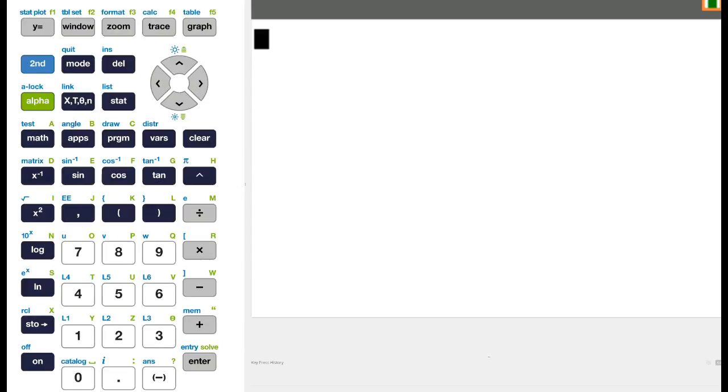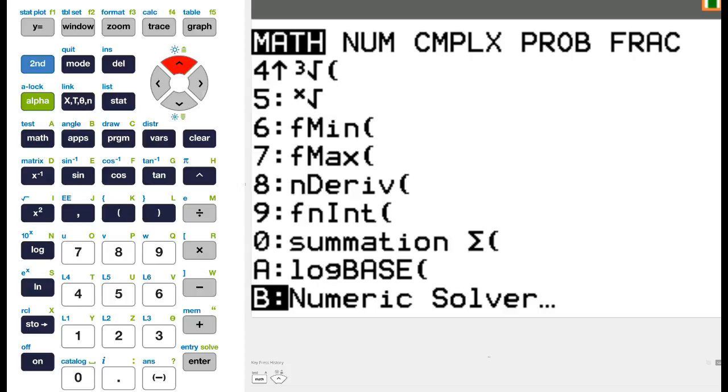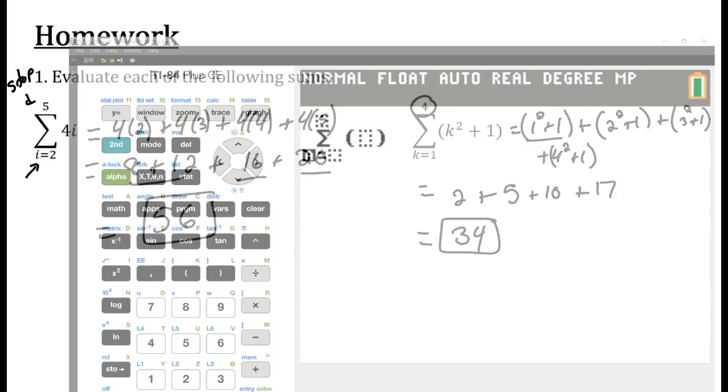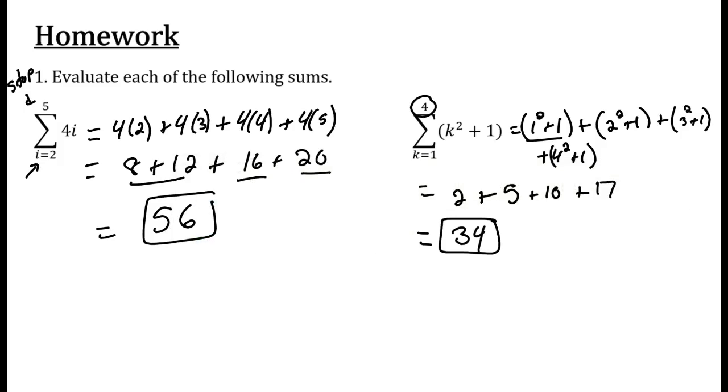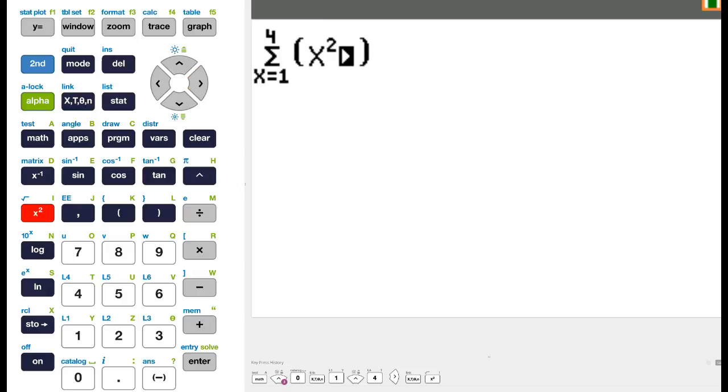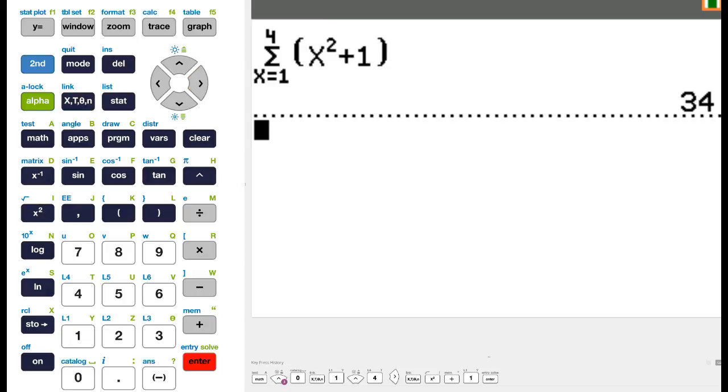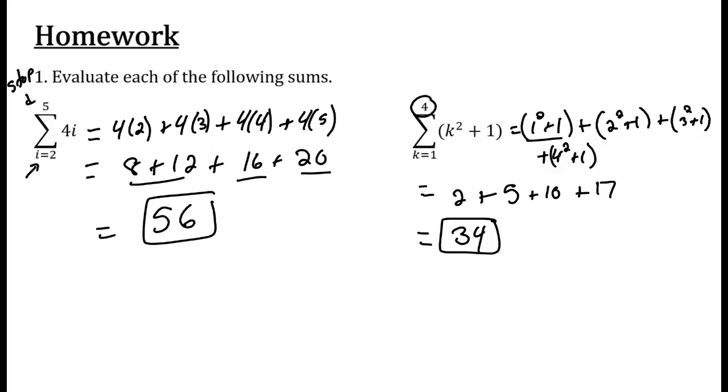On your TI-84s, sorry TI-83 users, under math, all the way at the bottom, you see 0, which is summation and has the sigma there. We can type in, let's do this last problem. x equals 1. We started by plugging in a 1 for our index variable. We went all the way up to 4, and the function or the sequence was k squared, x squared plus 1. Enter, 34, just like we got. So you can use your calculator to check your summations.